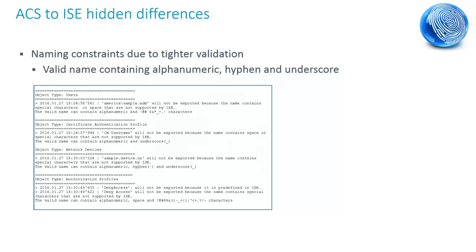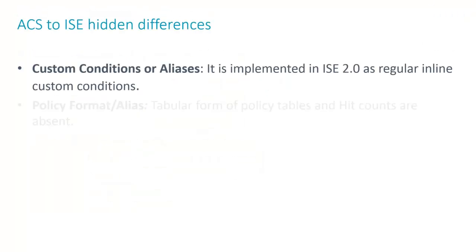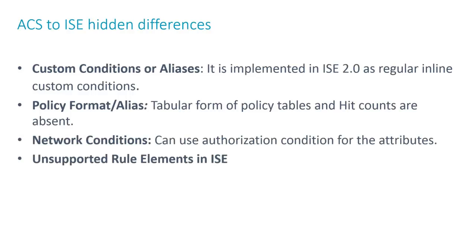Let us continue our discussion of hidden differences between ACS and ISE. Custom condition. This is implemented in ACS in the form of a button in the identity and the authorization policy. However, in ISE, the implementation is totally different. You have authentication and authorization condition, which is part of the regular inline policy conditions. You can open it and take a look at the different attributes that are supported in ISE and take advantage of that and create custom condition based on that.